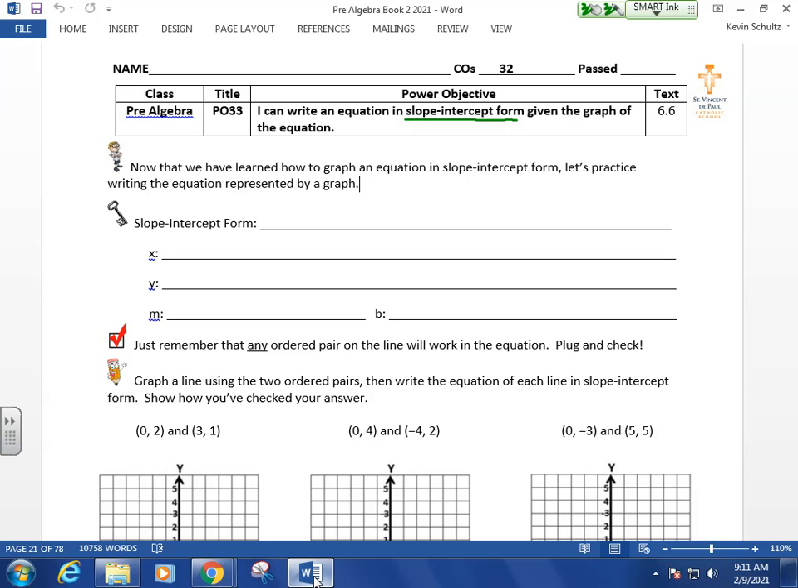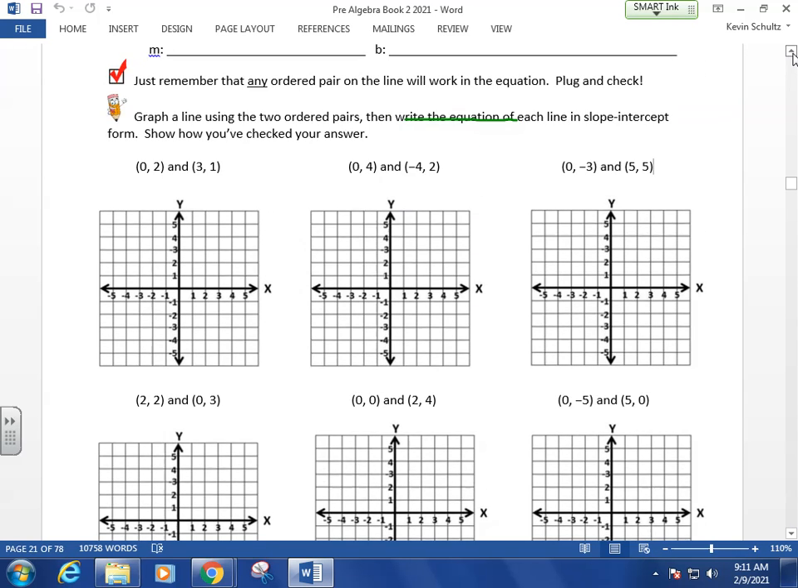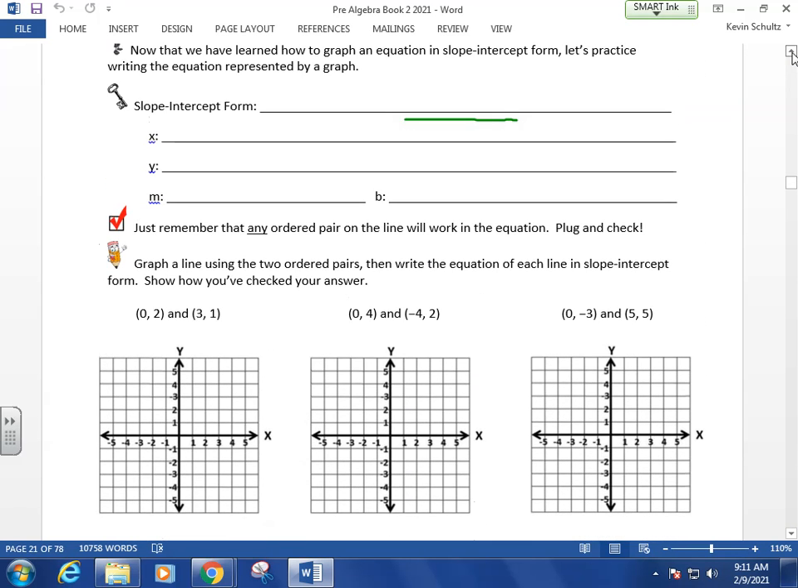Okay. So for starters here, we're going to define again slope-intercept form, and remind ourselves what all the variables in slope-intercept form represent. This was a question on the quiz you took last Friday. Okay, and so we say slope-intercept form. What is it? What is the form for slope-intercept form?